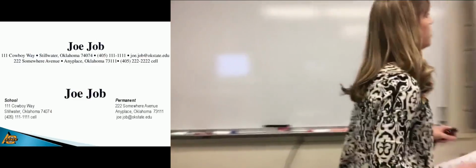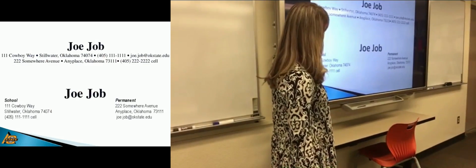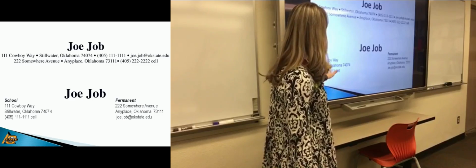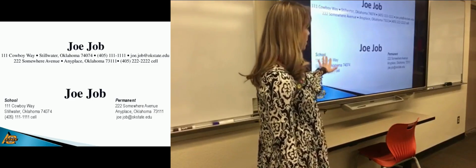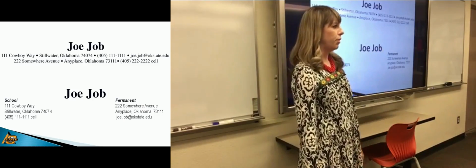So here's just a couple examples. We have Joe Job. So he has his address here at the top, his phone number, his email address. And then on this example, he has both his school address as well as his permanent address. And so you can list both on there if you want to.